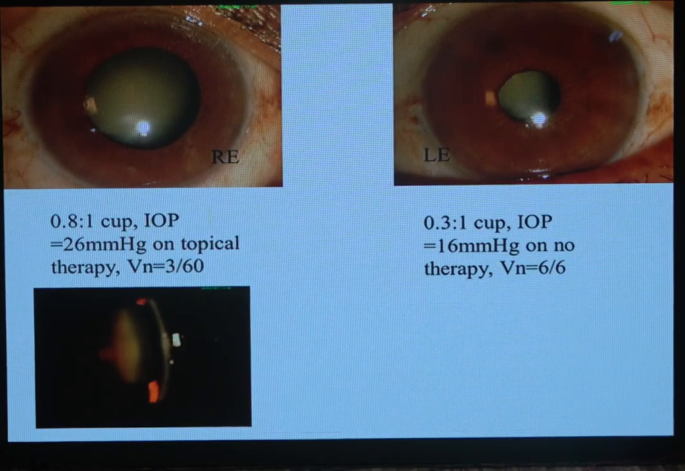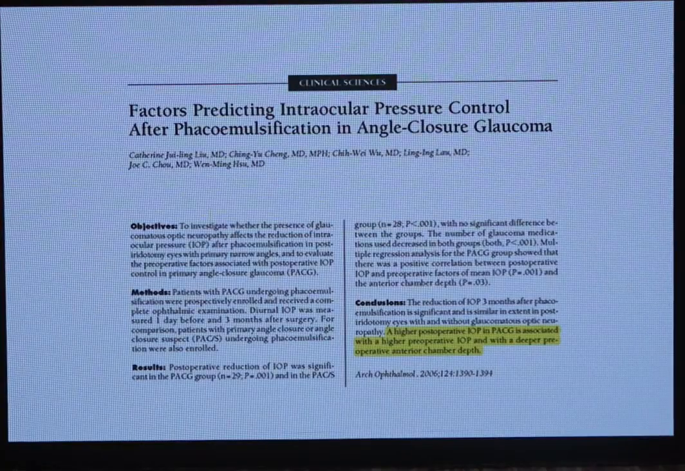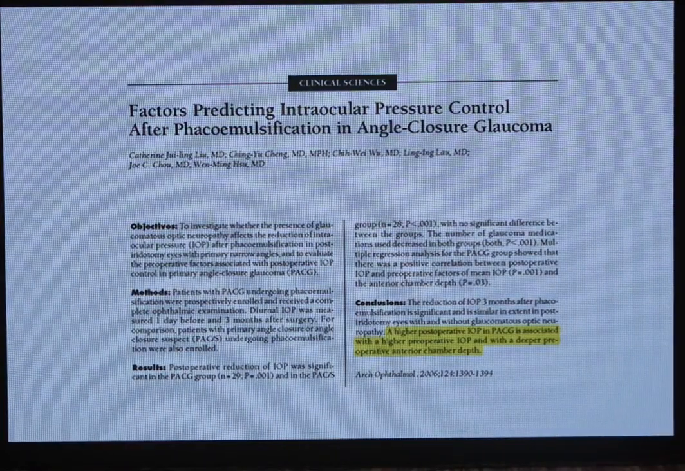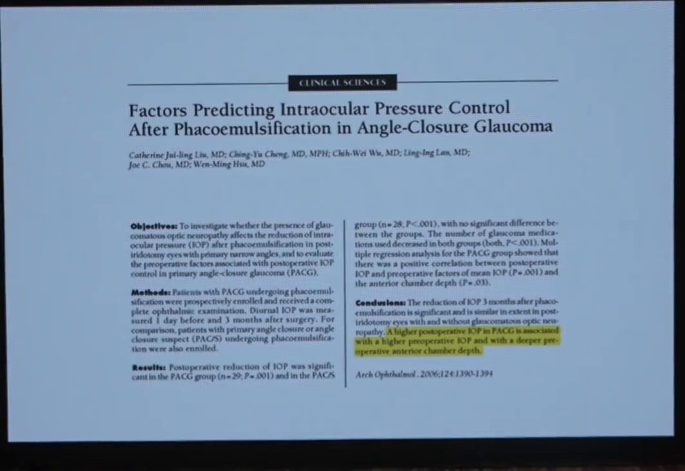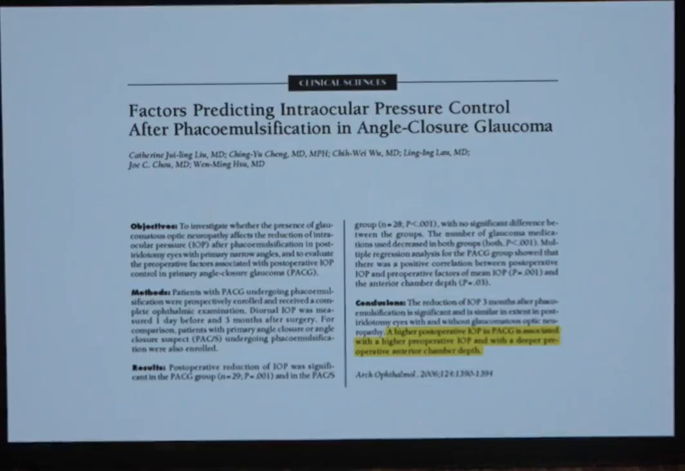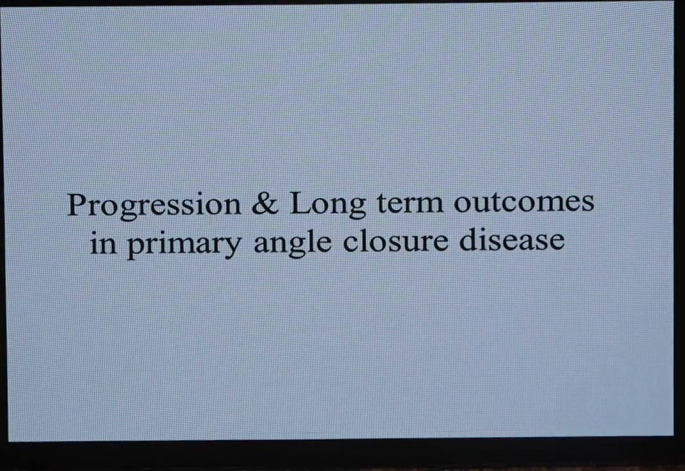So this is the better management. Again, there's enough literature on this. What are the factors that will predict the intraocular pressure control after phaco in angle closure glaucoma eyes? It is the anterior chamber depth. If the anterior chamber depth is more than 2.4 millimeters, it's better to do a filtering surgery. If it is less than that, it is better to do a lens extraction.